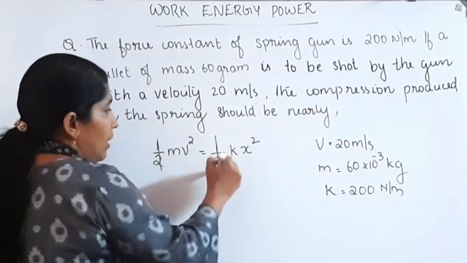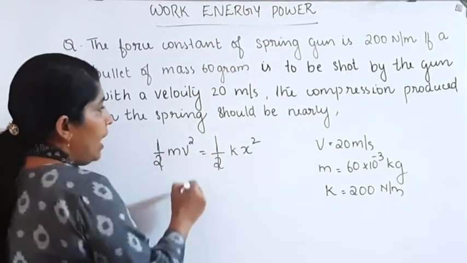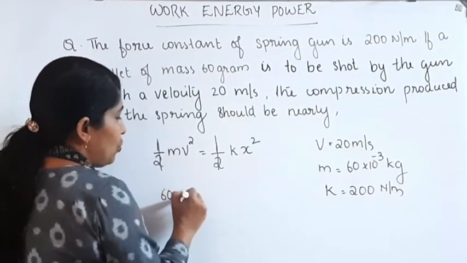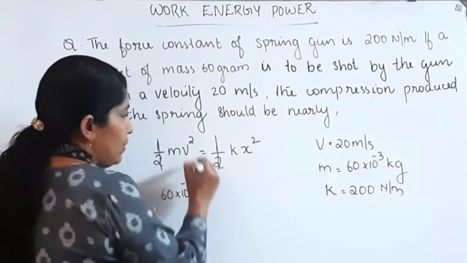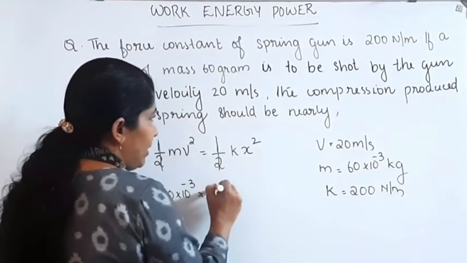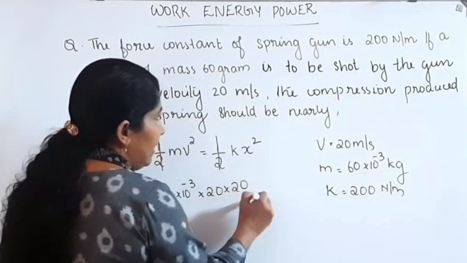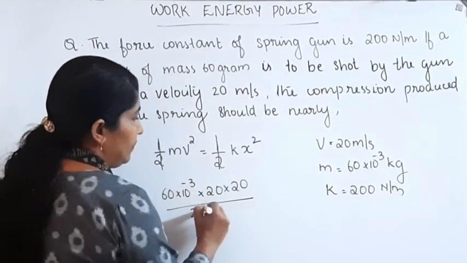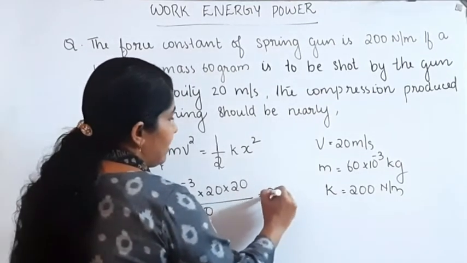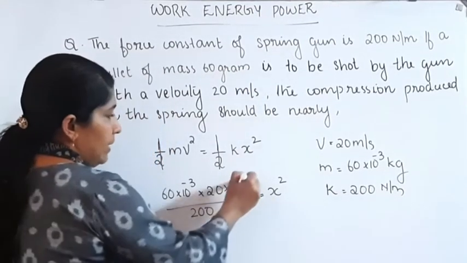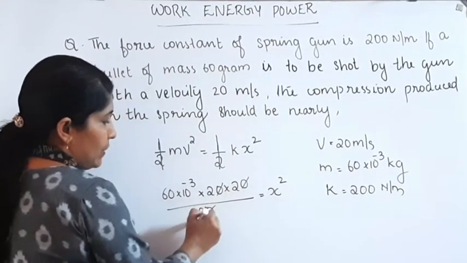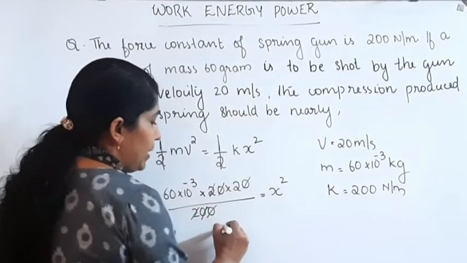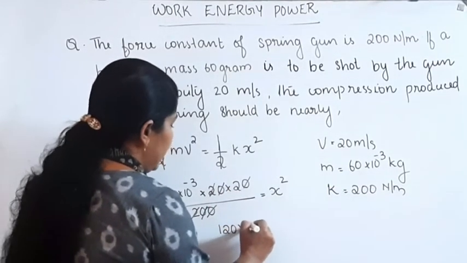Half mv square, the half gets cancelled. Mass of the bullet is 60 into 10 raised to minus 3. Velocity is 20, then 20 into 20, divided by k, which is 200, equal to x square. The zeros get cancelled, and 2, 2 get cancelled. 60 into 2 is equal to 120, so 120 into 10 raised to minus 3.